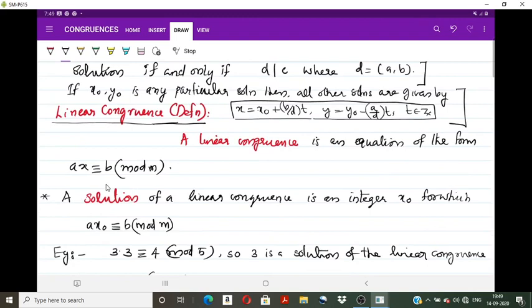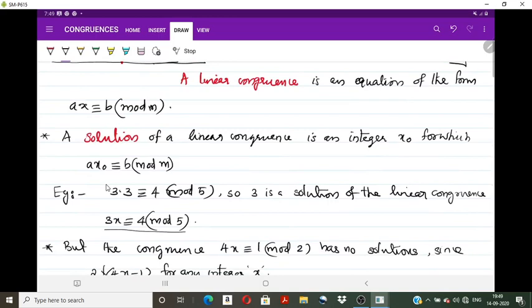So consider, for example, 3 into 3, that is 9, is congruent to 4 modulo 5, since 9 minus 4 equal to 5 is a multiple of 5. So 3 into 3 is congruent to 4 modulo 5. So 3 is a solution of the linear congruence 3x congruent to 4 modulo 5. For x equal to 3, we have 3 into 3, that is 9, congruent to 4 modulo 5. So this is true.